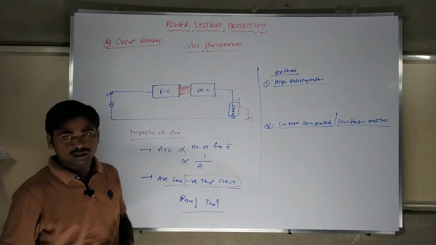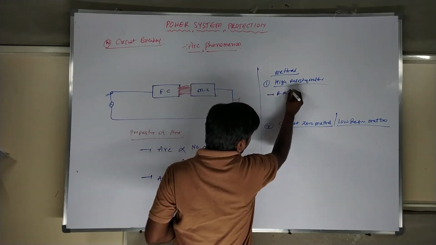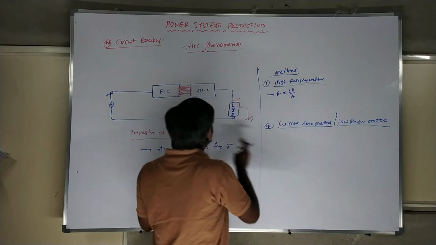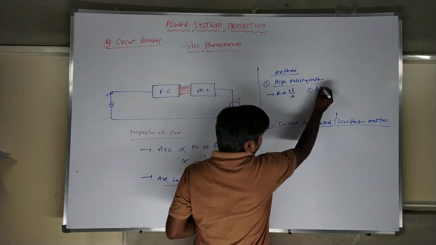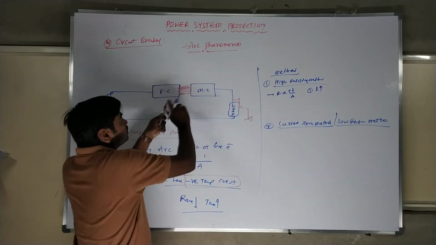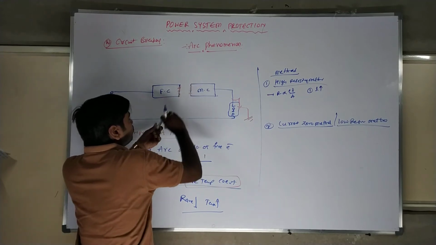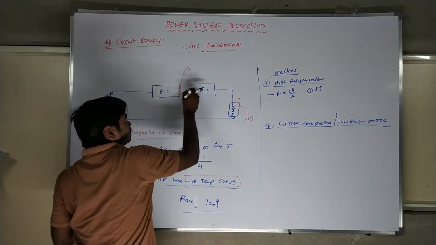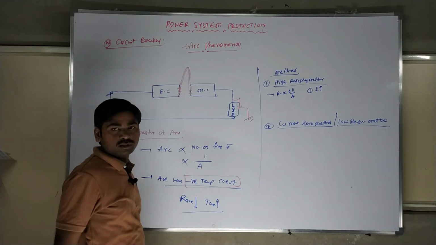How to provide a high resistance? I think we know that R is proportional to rho L by A. The first method is lengthening the arc, that is, increasing the length of the arc. If the arc has a small length and you increase it, there will be chances for cutting your arc. So lengthening the arc is one method.